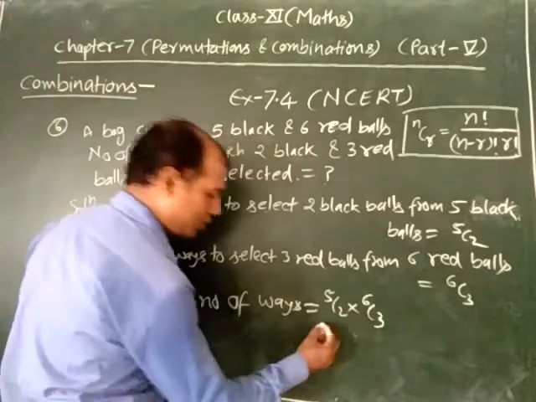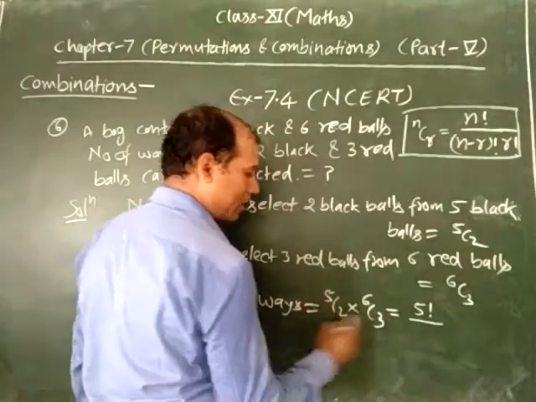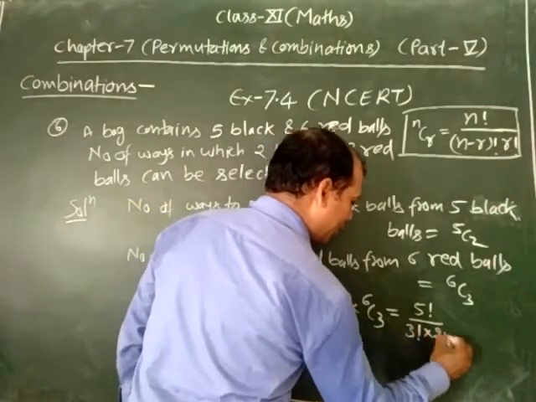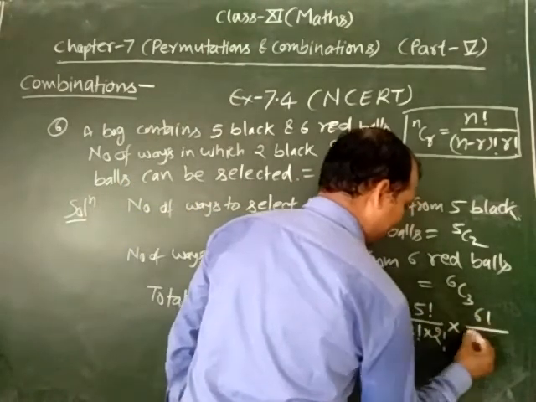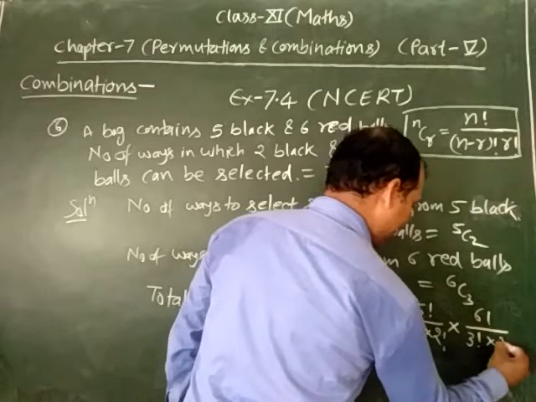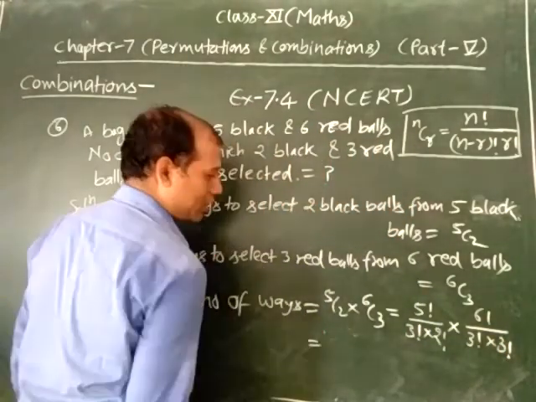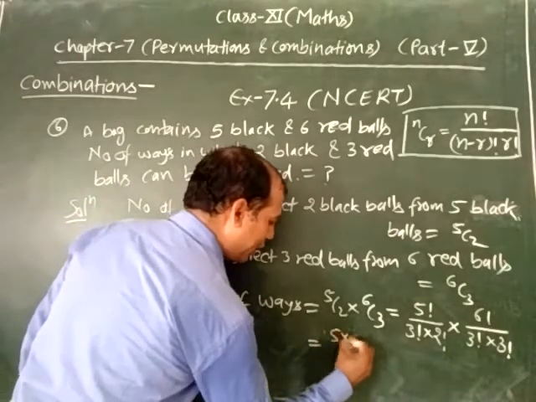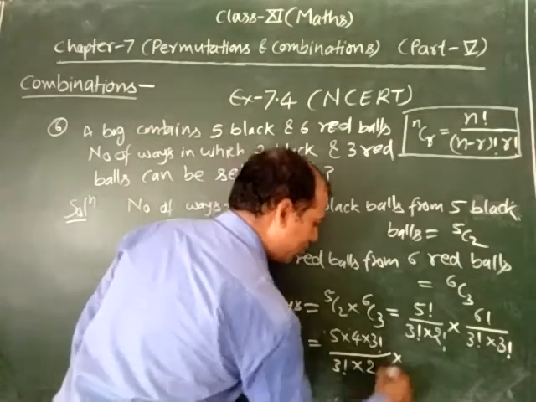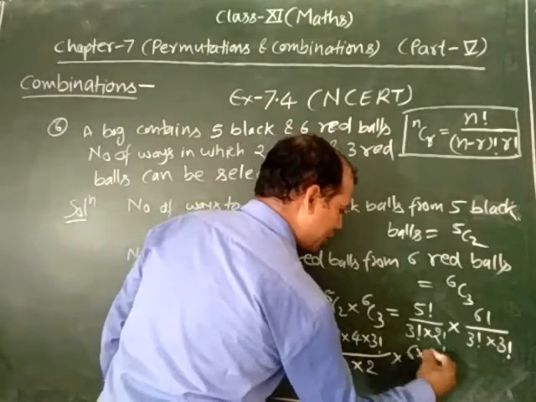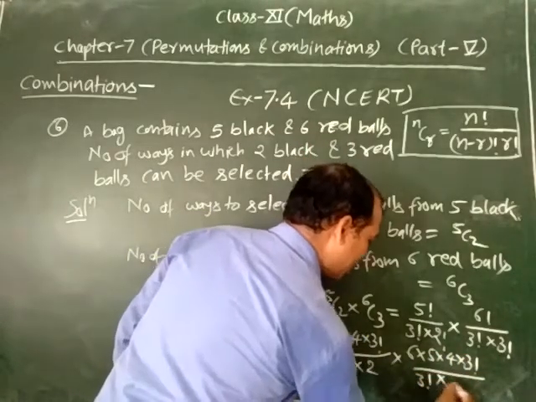Now we can solve this. This can be written as factorial 5 upon factorial (5 minus 2), which is factorial 3, into factorial 2, multiplied by factorial 6 upon factorial 3 into factorial 3, because 6 minus 3 is 3. Now this can be solved. This can be written as 5 into 4 into factorial 3 by factorial 3 into 2, and 6 can be written as 6 into 5 into 4 into factorial 3 by factorial 3 into 6.